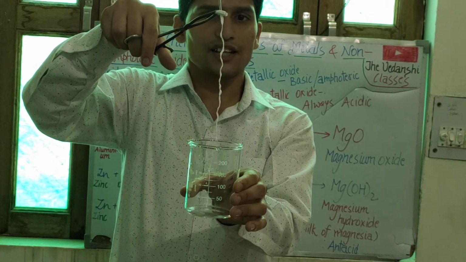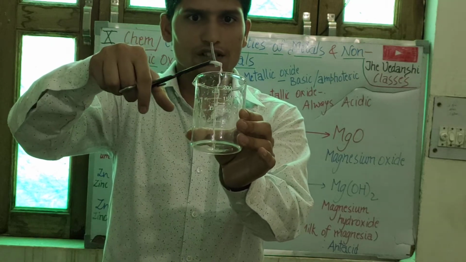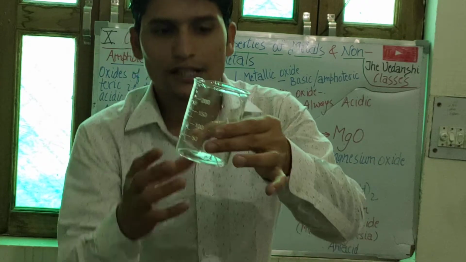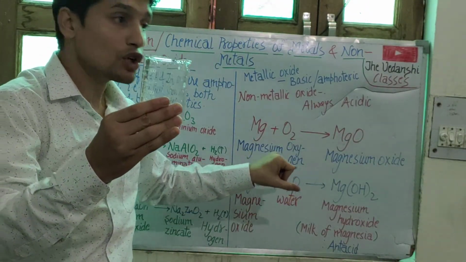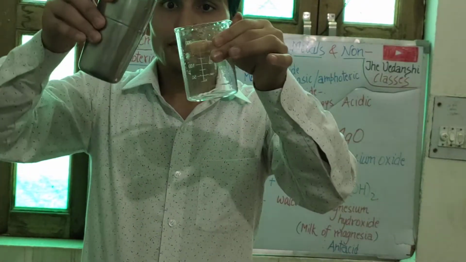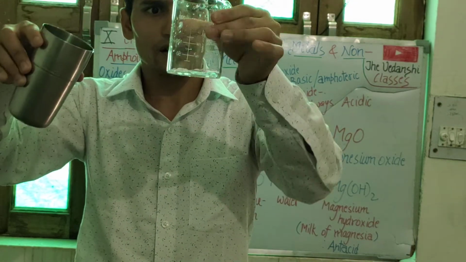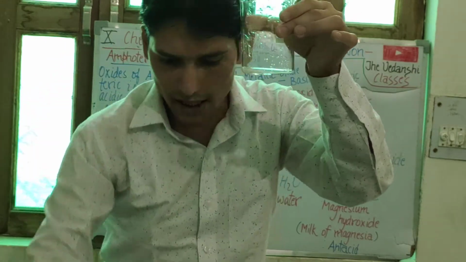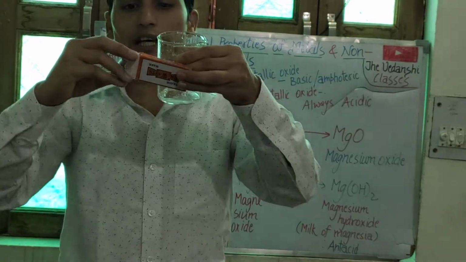What is made in this reaction? Magnesium oxide. You can see the magnesium oxide. Now we will add water to this magnesium oxide. Why? Because a medium is required for that. Now we will add a little water so that it can dissolve. Now the water has dissolved. Now we will do the litmus test.